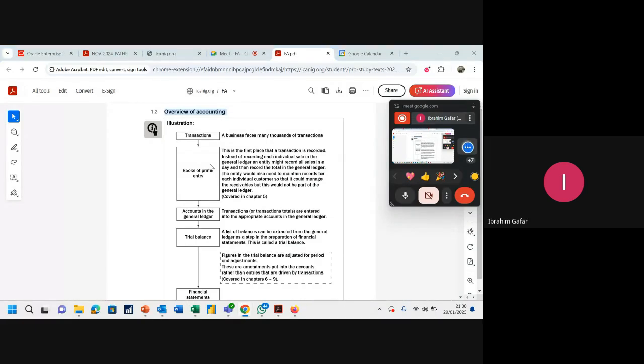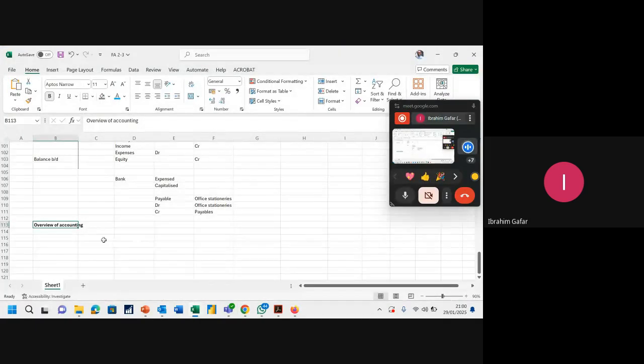So let's say they sell for Bukola. Let's say they are sales.